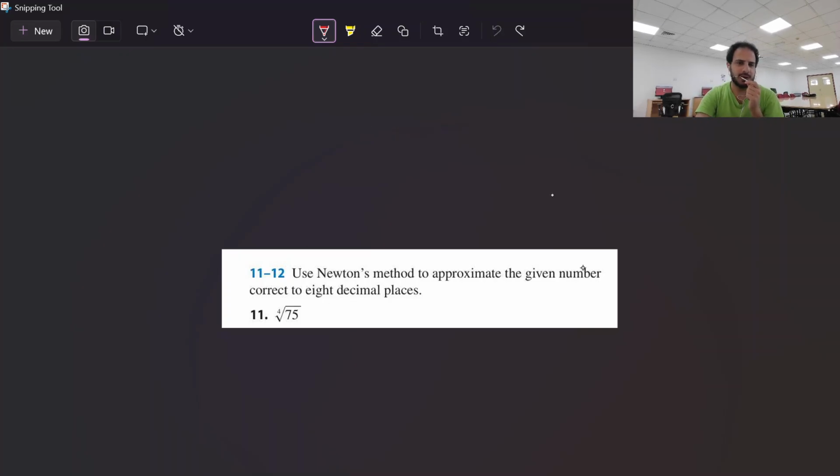So now let's solve this question. Using Newton's method to approximate the given number correct to 8 decimal places. We don't have the function, right? Who wants to tell me what's the function? I think of making a hard question for this idea. Hard question, but it's doable. You can do it.